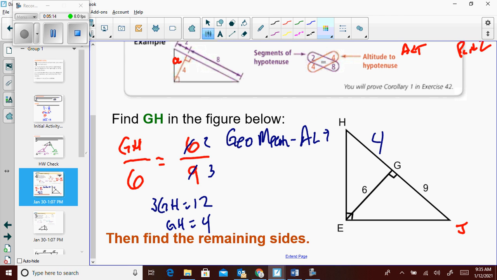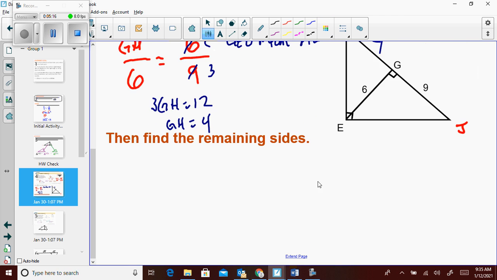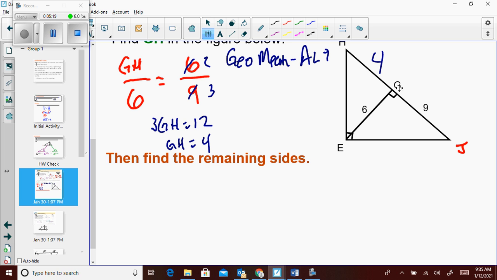It asks you to find the remaining sides. Well, what do I have here? I just have a right triangle. So 6 squared plus 9 squared equals EJ squared. And then you do the same thing here. 4 squared plus 6 squared is HE squared. So I want you to finish on your own.